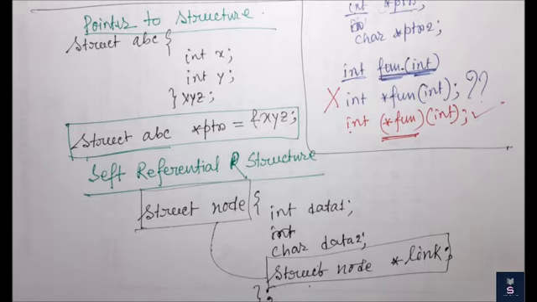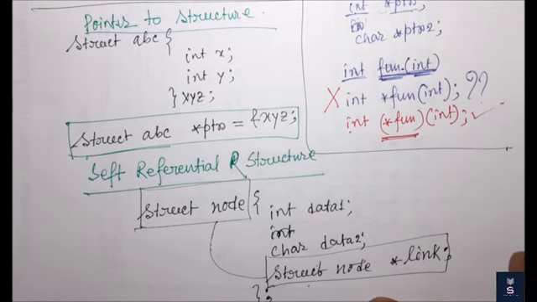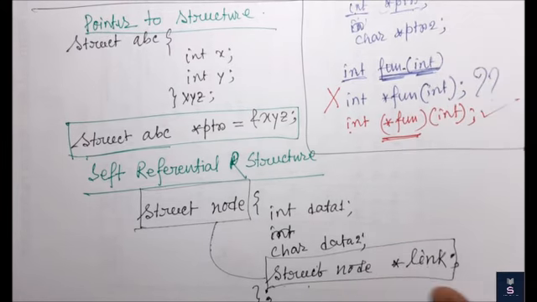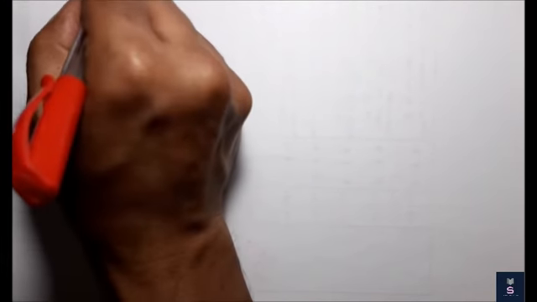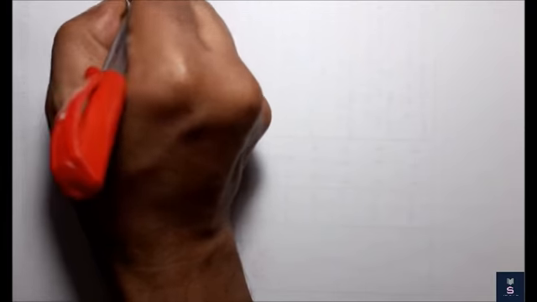Let's move on to the next topic. Pointer to pointer. This is a very important topic, pointer to pointer, or sometimes it is called double pointer. So what is the definition of pointer to pointer? We know pointer to integer, pointer to character, pointer to float, pointer to double, any data. We also know pointer to array, pointer to function, and pointer to structure.